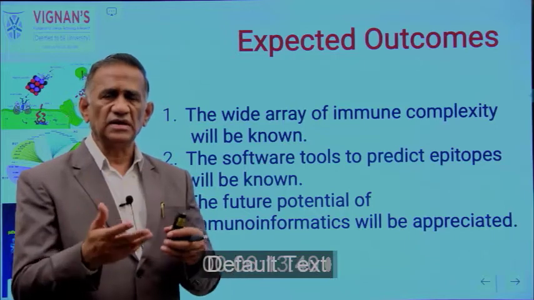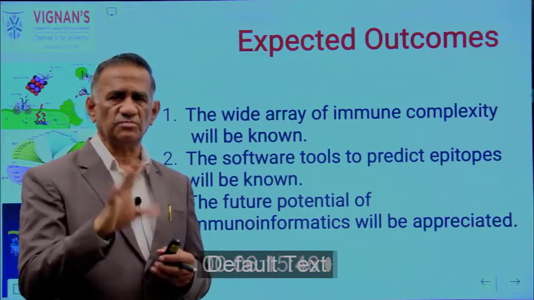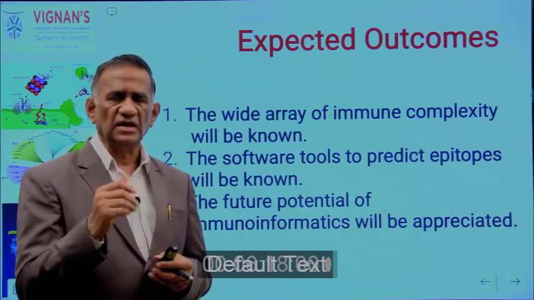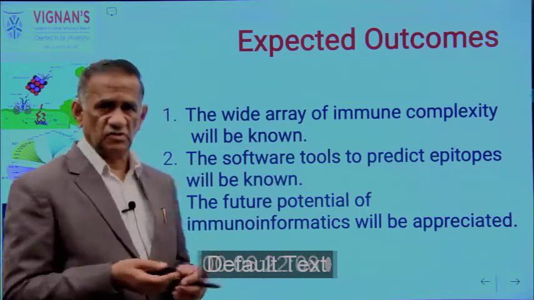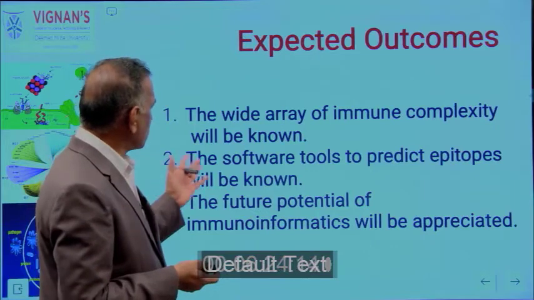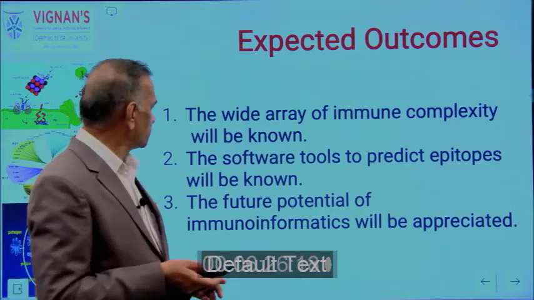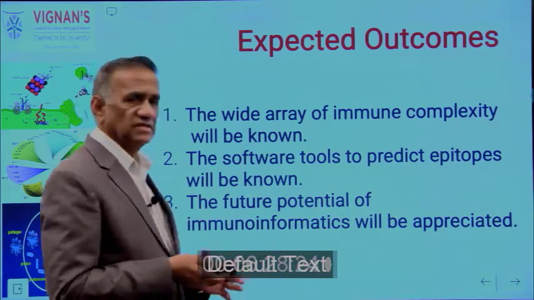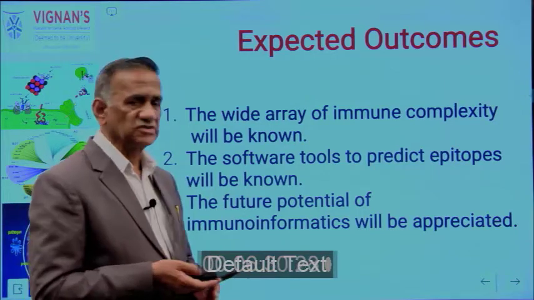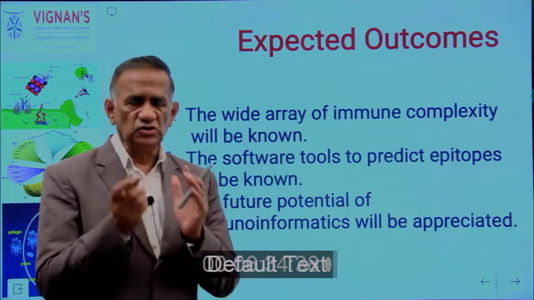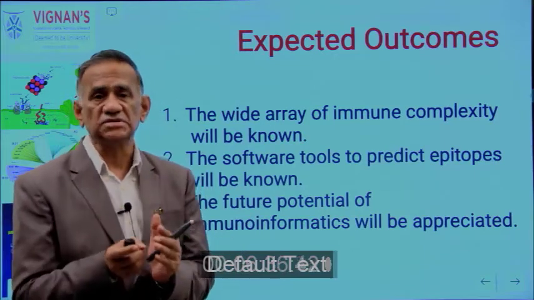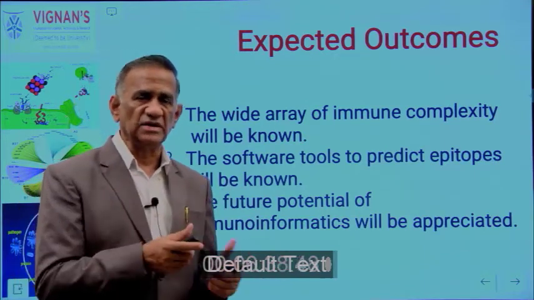Each one is 10 to the power of 11, 10 to the power of 13, 10 to the power of 15, 10 to the power of 11, like this several. So that is the complexity you will be knowing now. And again the software tools to predict epitopes will be known, and the future potential of immunoinformatics will be appreciated. In order to appreciate the future potential, you should know the basics of immunology, which we dealt in the first 4 units.